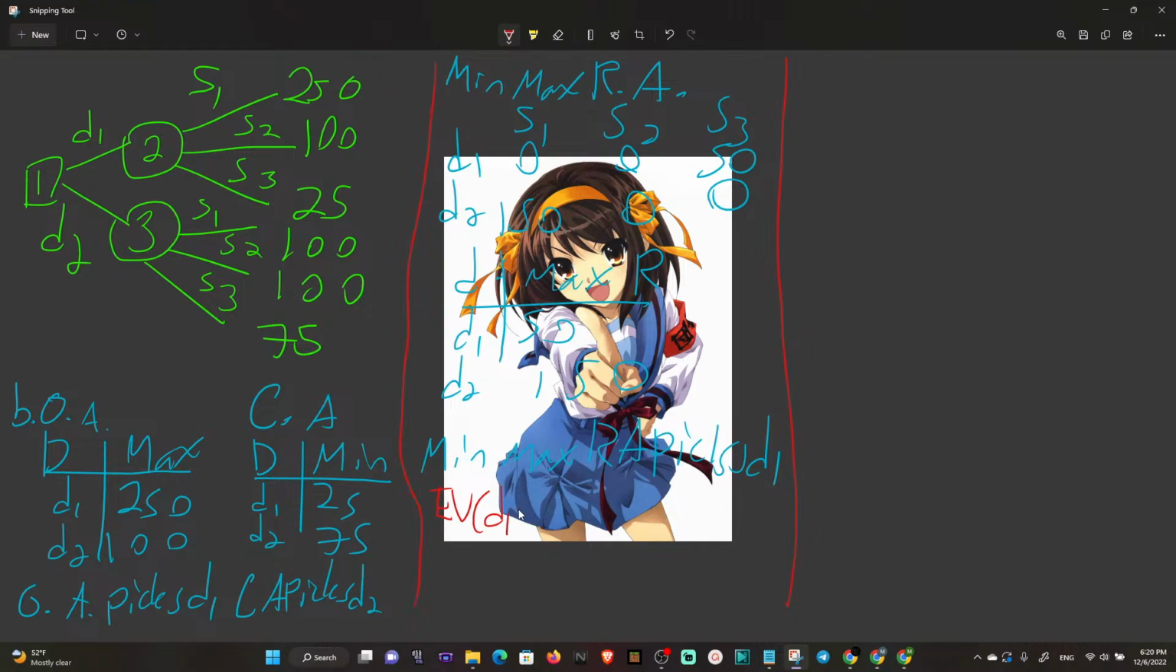EV of D1 is going to equal 0.65 times 250 plus 0.15 times 100 plus 0.2 times 25, which is equal to 182.5. Use a calculator to get that. EV of D2 is equal to 0.65 times 100 plus 0.15 times 100 plus 0.2 times 75. That'll give you 95. Use a calculator to get that number.